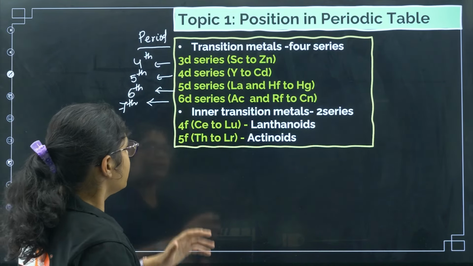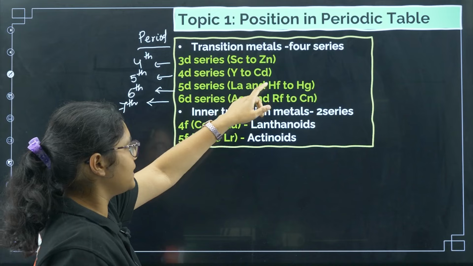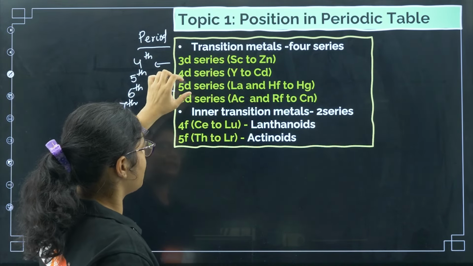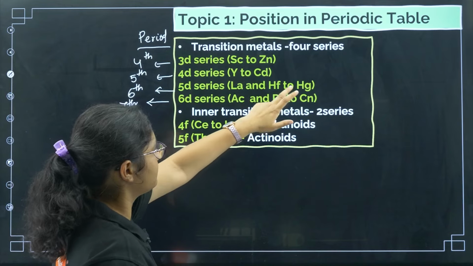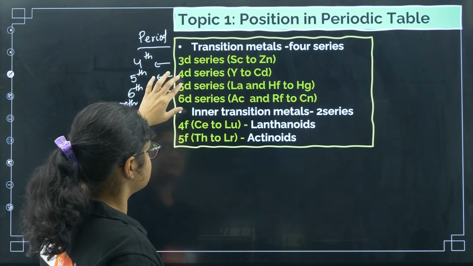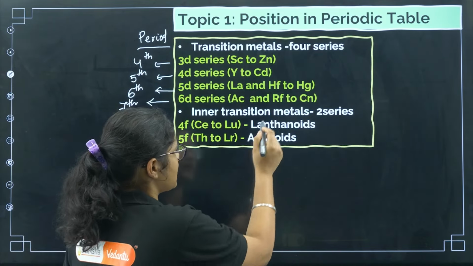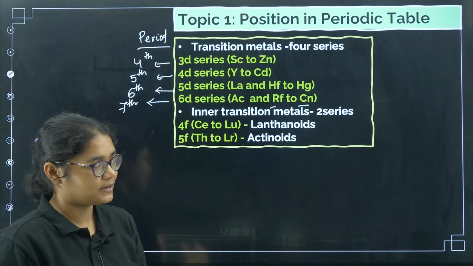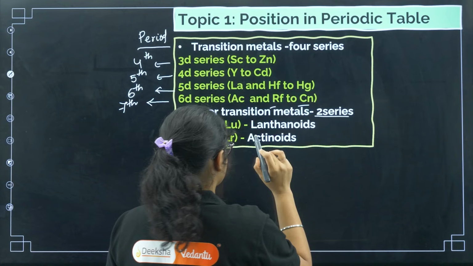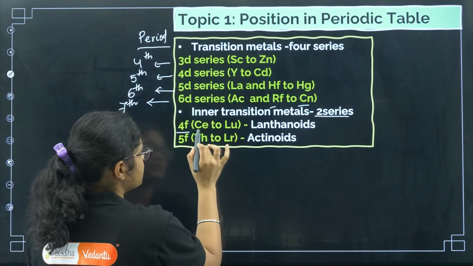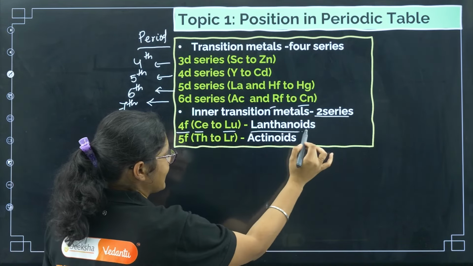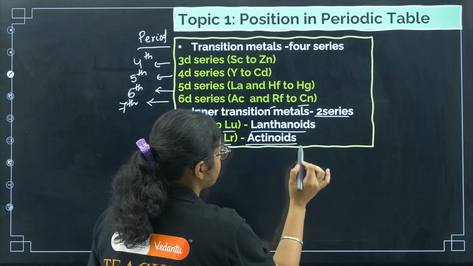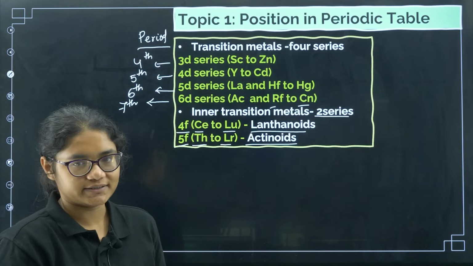So now in 3D series the element starts from scandium to zinc, and in 4D series it is yttrium to cadmium, then in 5D series it is lanthanum, then hafnium to mercury, and then here in 6D series it is actinium, and then it is Rf to Cn, okay. Now inner transition elements, that is your F block elements, has 2 series that I told you, lanthanides and actinides. So 4F is from cerium to lutetium, this is called as lanthanoids, and 5F series, that is thorium to lawrencium, and here the elements are called as actinoids, okay.